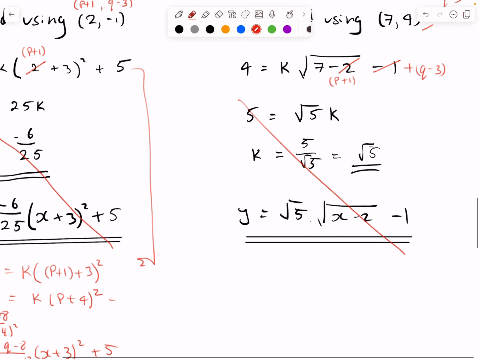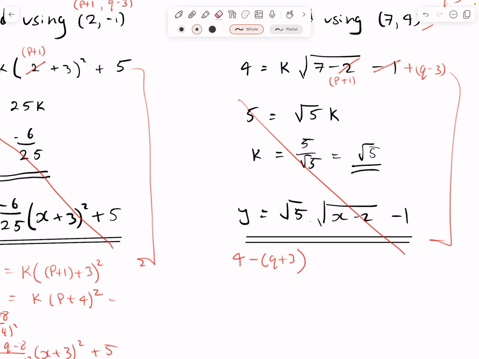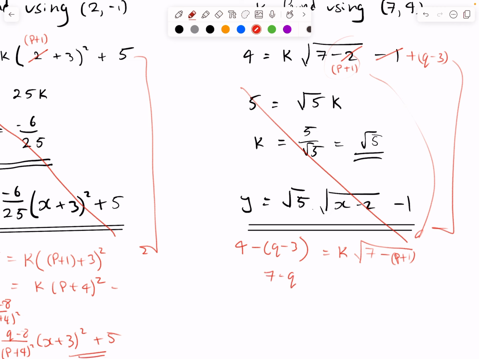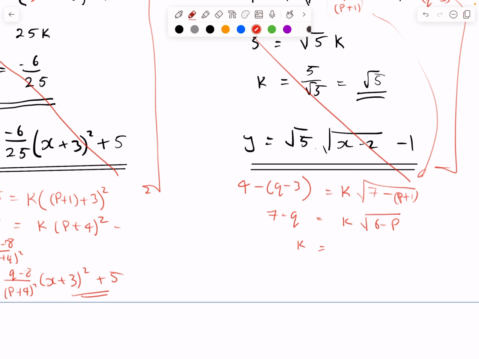I'm going to be taking that q minus 3 to the left-hand side, so it's 4 minus q minus 3. Yep, I've got to be careful. Equals some constant k, and it's square root of 7 minus p plus 1. So I'm basically replacing that and firing it down here. Okay, so that becomes 7 minus q on the left-hand side, and equals k times the square root of 7 minus p plus 1, so that's going to be 6 minus p. So my new value of k is 7 minus q.